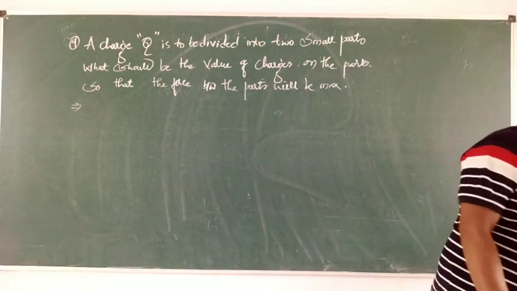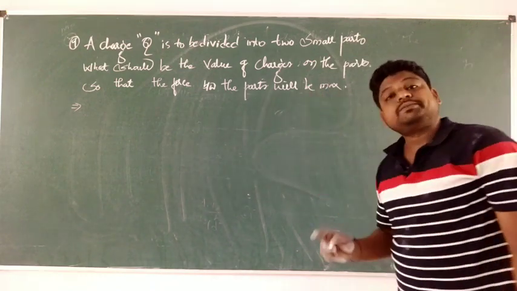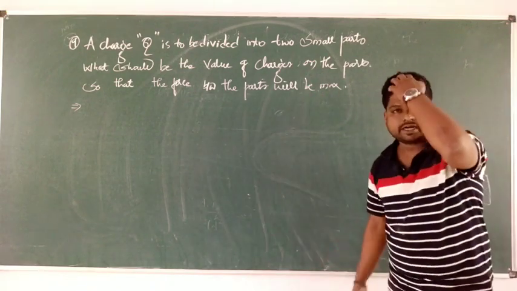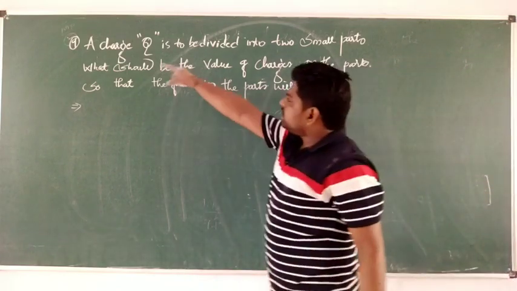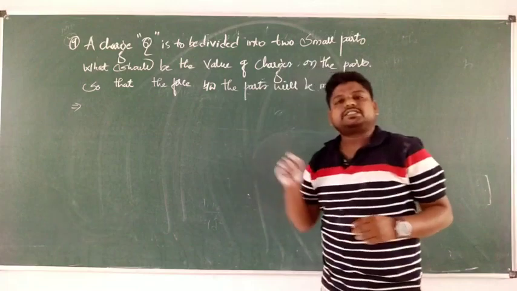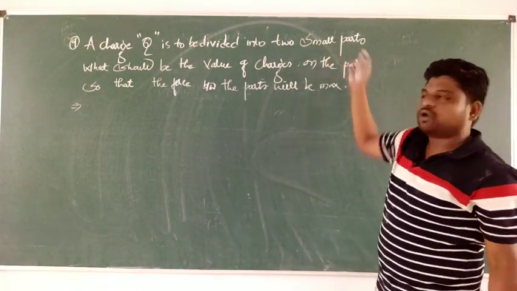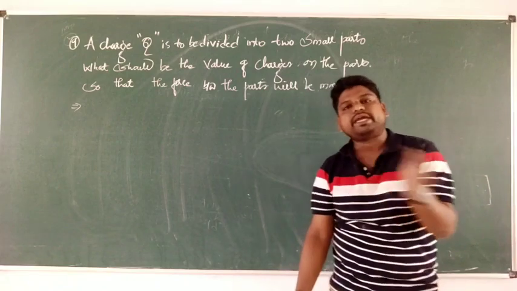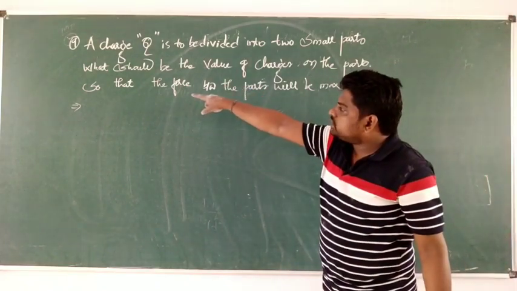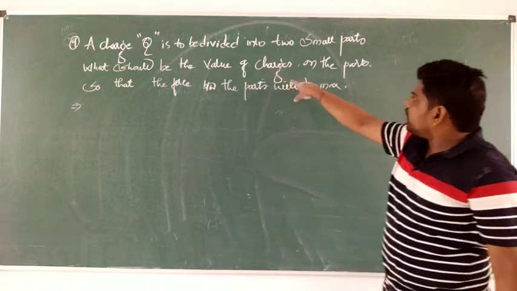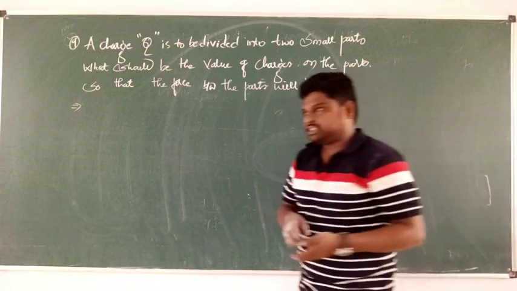It is one of the finest questions which I have met in today's session, or you will be feeling that this is the finest question of the day. See here, there is a charge called Q. It is to be divided into two smaller parts. I am not telling that they have to be equal. Next, the continuation is, what should be the value of charges on the parts so that the force between them should be maximum.